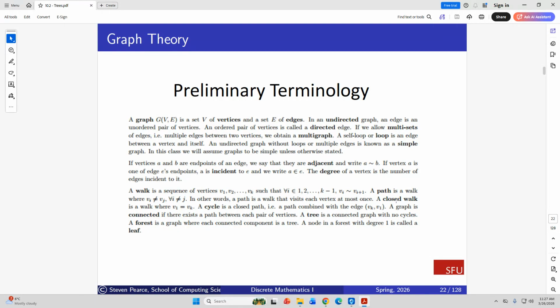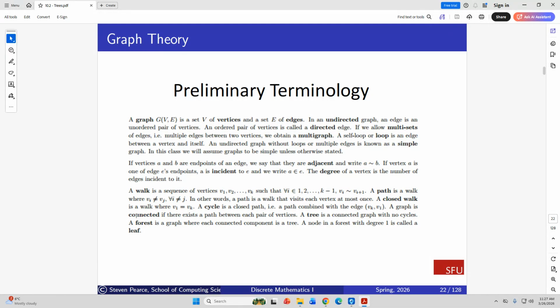A walk is a sequence of vertices. A path is a walk where the vertices are not equal to each other. In other words, a path is a walk that visits each vertex at most once. So a walk is just a sequence of vertices. A path is a sequence of vertices in which you don't use one vertex more than once. A closed walk is a walk where V1 equals Vk. A cycle is a closed path, i.e. a path combined with the edge Vk, V1, so the first and last connect back up again.